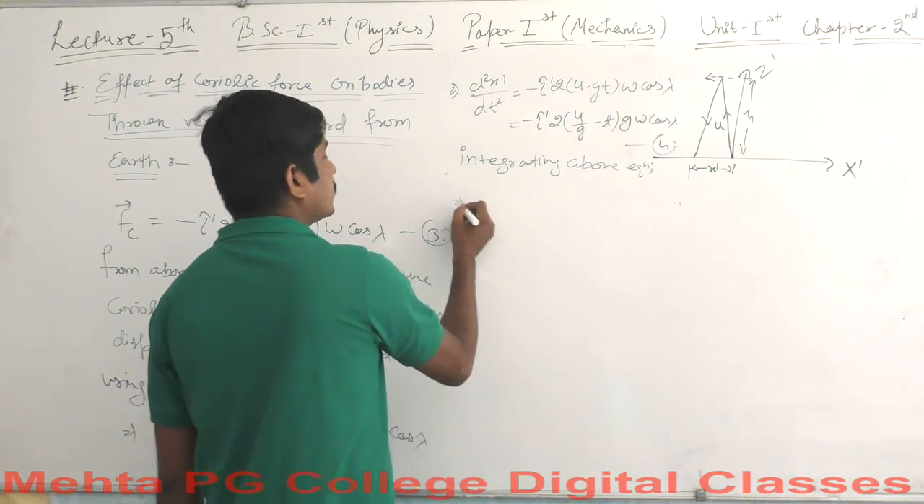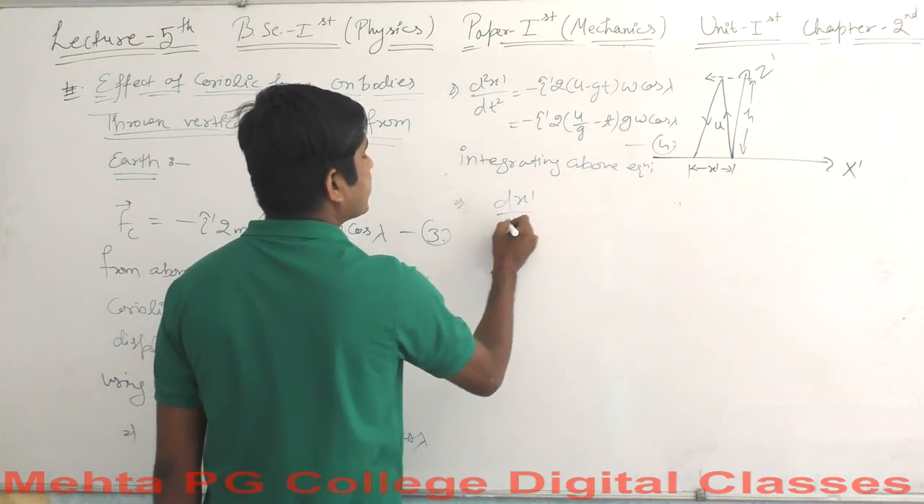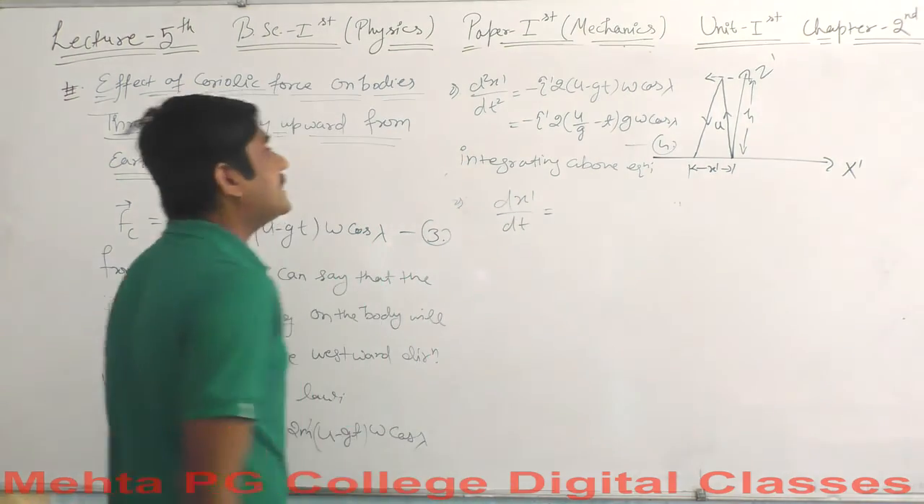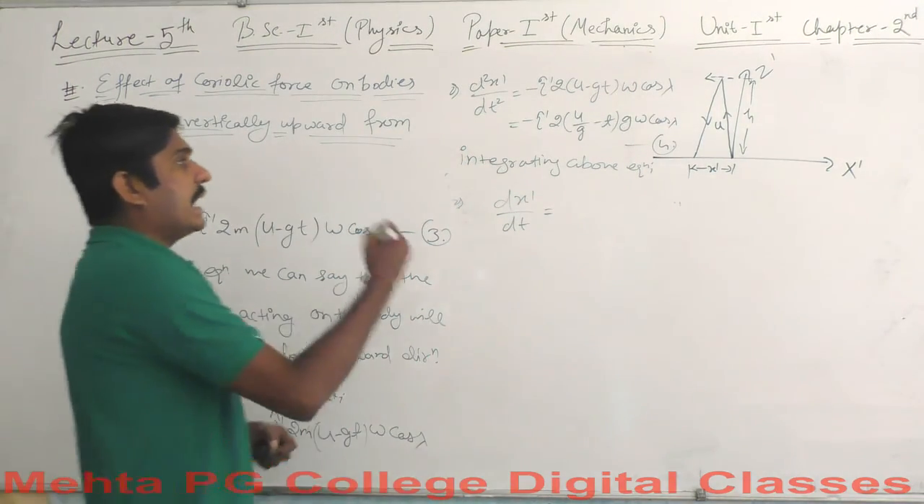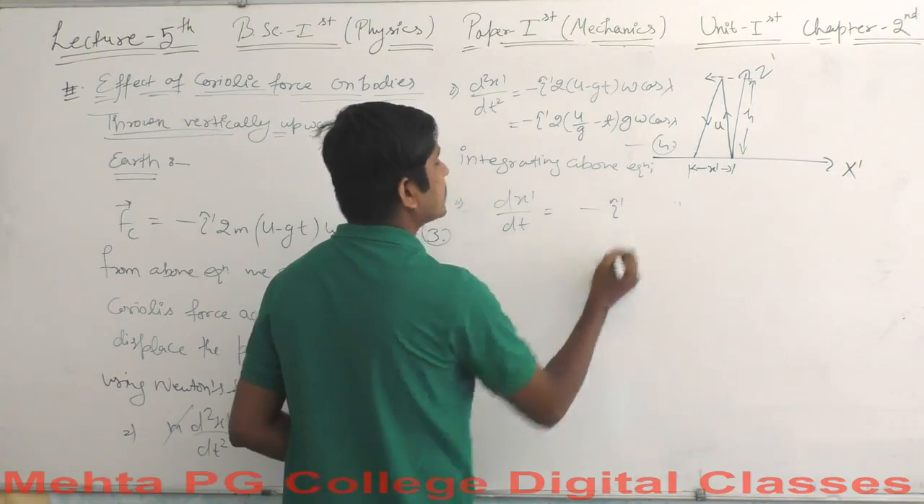So integrating the above equation, what we will have? The simple thing is here, this is the dx over dt. So this is the dx over dt. The i dash cap will remain the same. Yes, the i dash cap will remain the same.